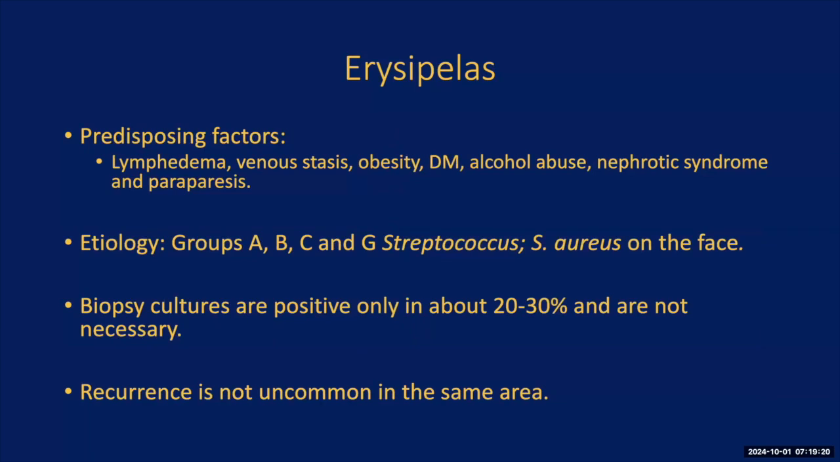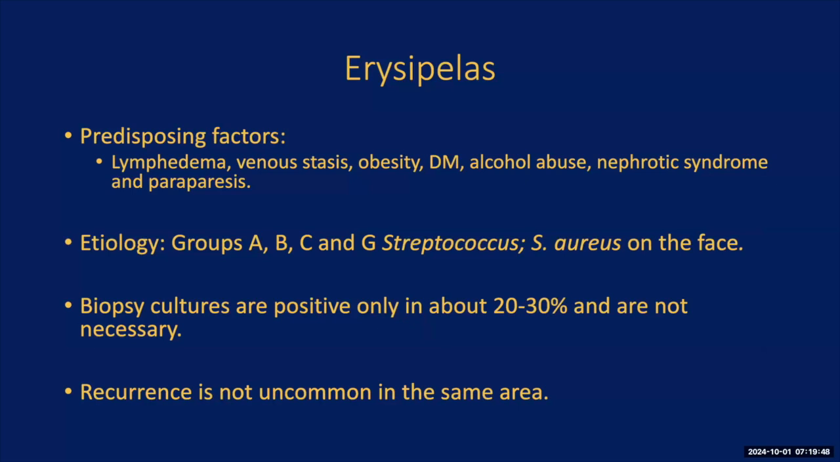Predisposing factors are similar to before, as discussed, but namely lymphedema and venous stasis are common in these people. And then immunocompromised, diabetes, alcohol abuse, those are commonly implicated as well. Typically, it's caused by Streptococcus species, but at times Staph aureus has also been isolated, especially in lesions that involve the face.